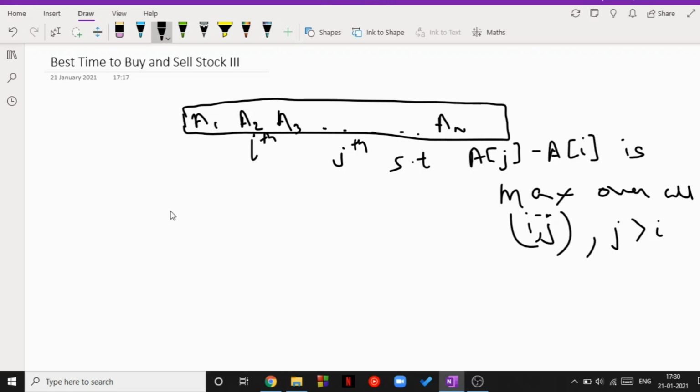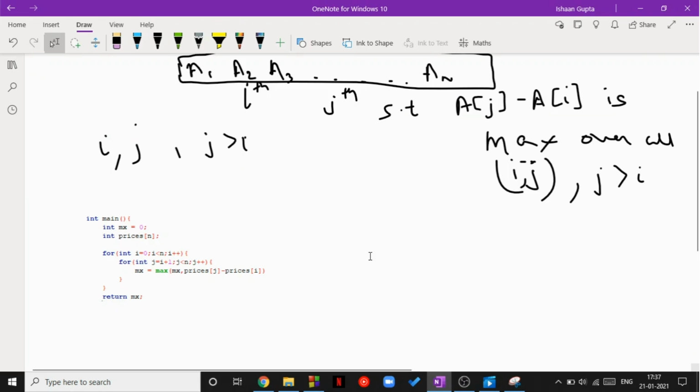Now the first brute force solution would be to calculate all the possible (i, j) pairs such that j is more than i and choosing the maximum over it. Let me share the code snippet of that. Here, as you can see, there are n prices, and as j is more than i, for each pair you are selecting the maximum of prices[j] minus prices[i], and you are simply returning the max of it.